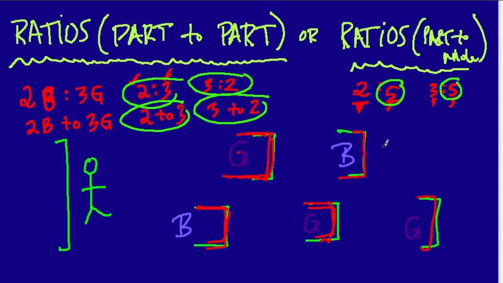And the only way to know if you have a part-to-part or part-to-whole relationship is to actually know the context of the problem. That'll help you think about the data you're being given through a ratio. So anyway, a part-to-whole.